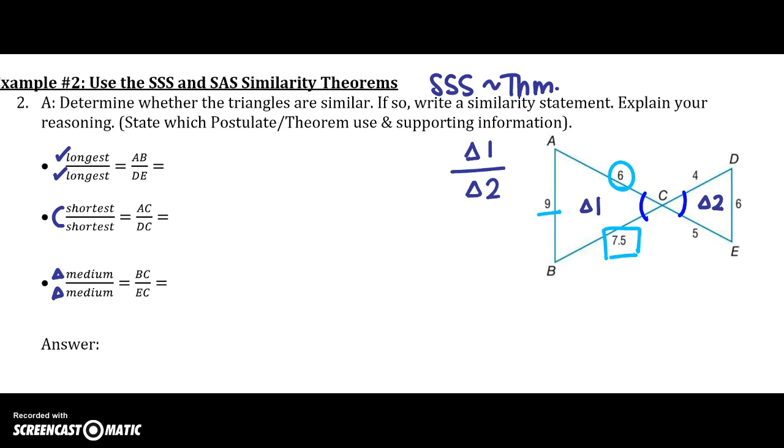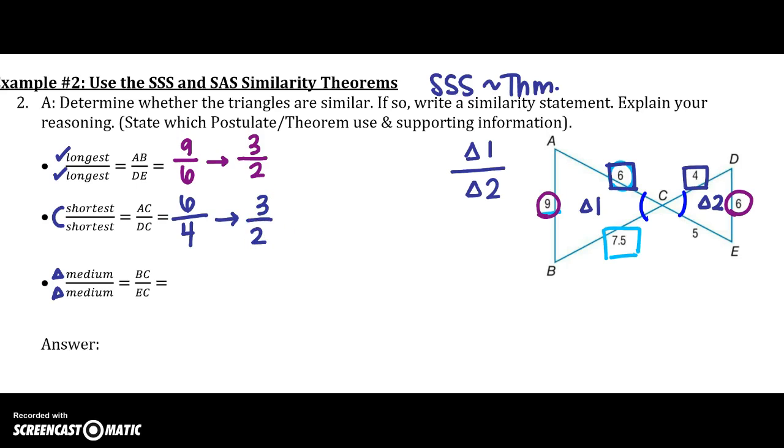All right, so I'm going to pick the longest side on triangle number 1. So 9 over 6 would be my longest side, which reduces to 3 over 2. All right, I'm going to pick the next one, my shortest side. So 6 over, my shortest side over here is 4. So 6 over 4, which reduces to 3 over 2. And then my last, I'm going to pick 7.5, my medium, over my medium. So 7.5 over 5, which reduces to 3 over 2.